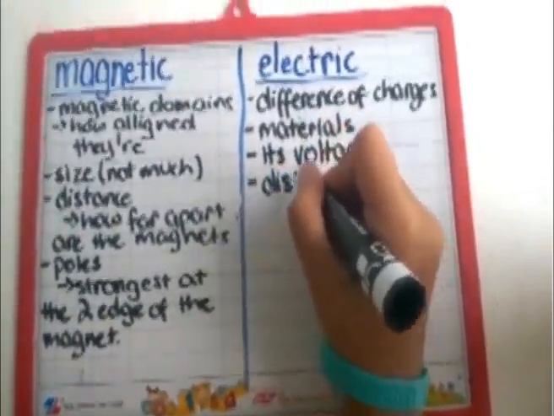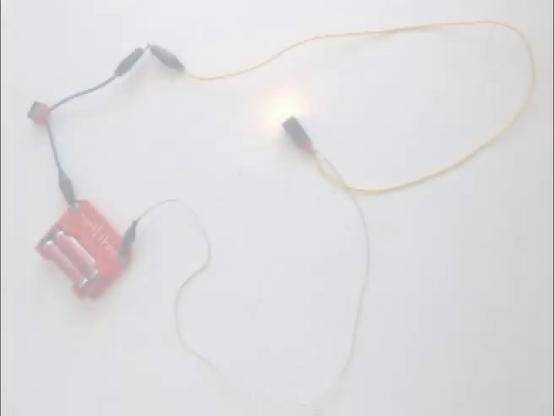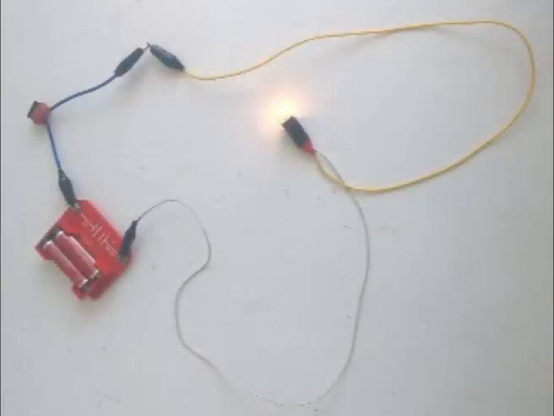Last but not least is the distance of the wire. An example of the usage of electricity in our daily life is using things like laptops, cell phones, iPads, TVs, the AC, etc. Have you ever wondered what the circuit of the light you use every day looks like?